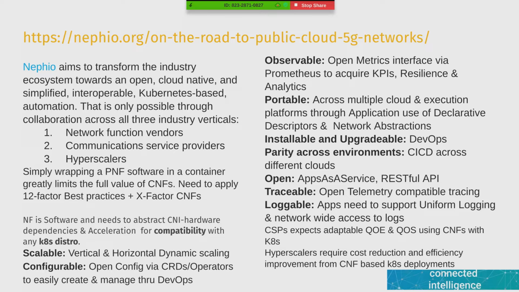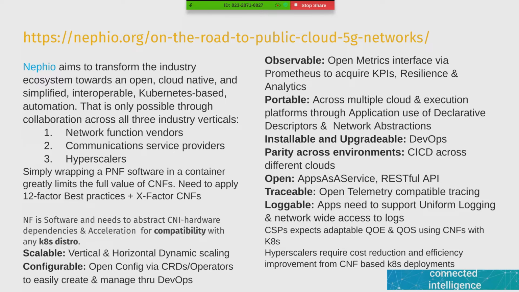Then it should be traceable telemetry, as we had seen the number pointing out to the telemetry of Grafana and other tracing mechanisms with CNCF, OpenTracing, OpenTelemetry, etc. It should be loggable, like a lot of people use Splunk or some of those logging tools, and OpenTelemetry also provides that. And the CSPs definitely want the quality of experience and quality of service to be better with CNF and Kubernetes. So these are the 12 factor requirements.